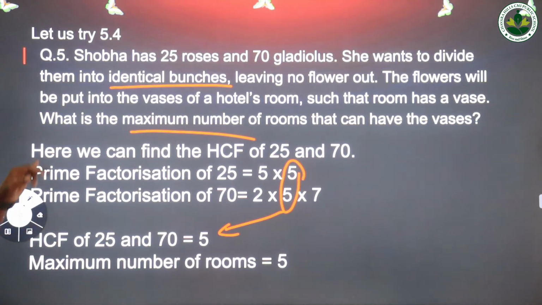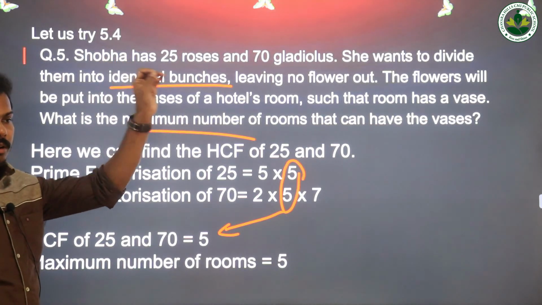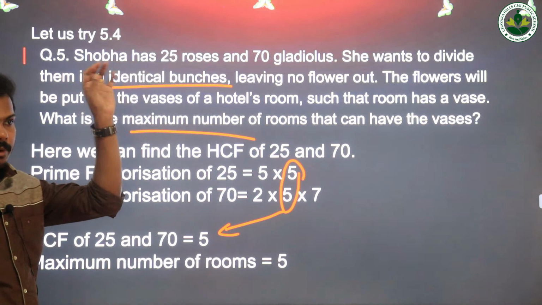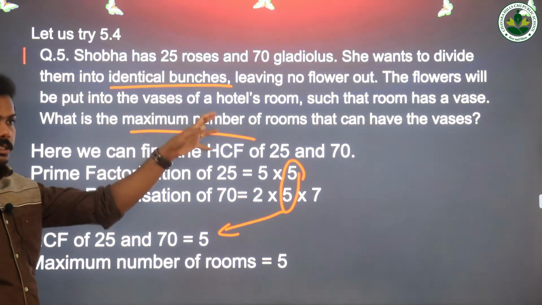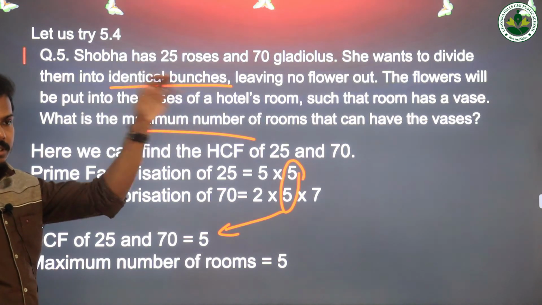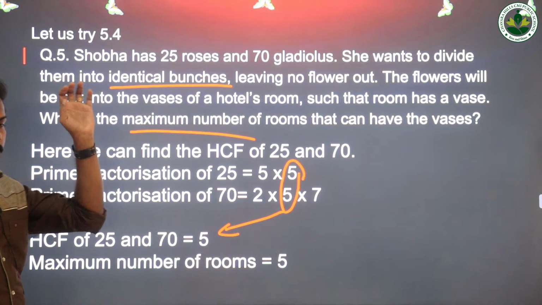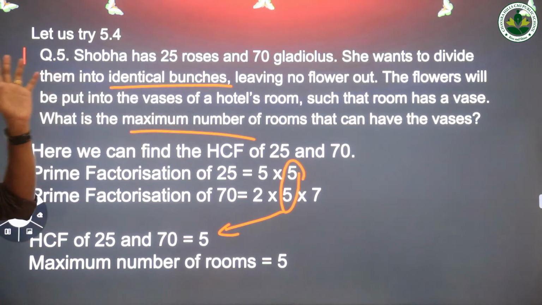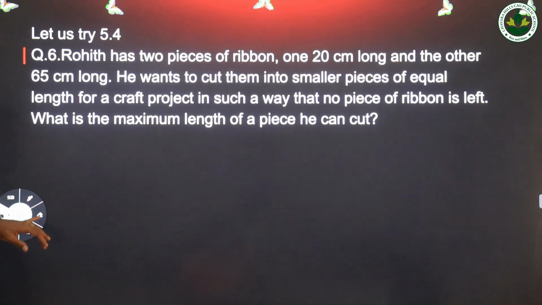Once more I will tell. Remember the names: identical, equal, same. If you want to divide something into same, identical, equal parts without any remainder, and you want the maximum number, the highest number, the larger possibility, then... Okay. And the next question, question number 6.